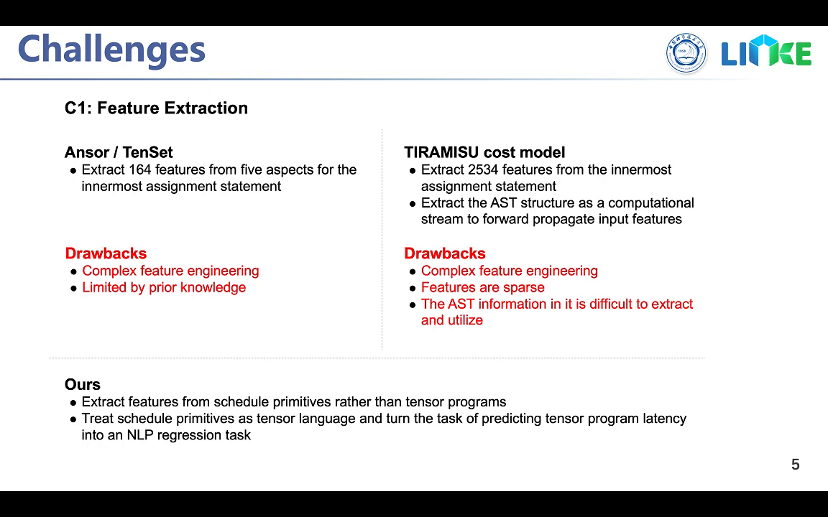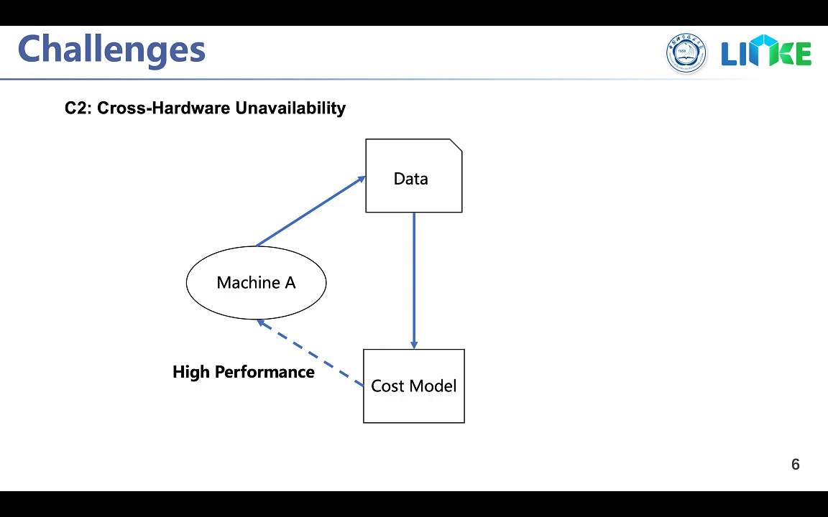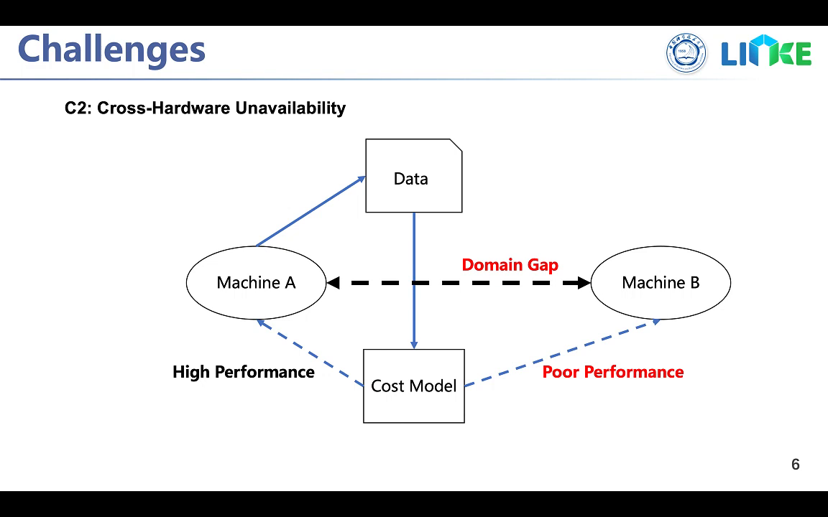The primary hurdle to overcome is feature extraction. Previous approaches such as Ansor and Tiramisu rely on complex feature engineering and are constrained by prior knowledge, while adopting a deep learning-based cost model can yield significant performance benefits. It introduces a secondary challenge: lack of hardware portability, a problem we call cross-hardware unavailability. A cost model developed on hardware A may experience a drastic drop in performance on hardware B.